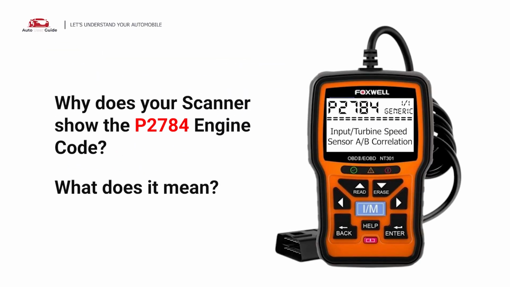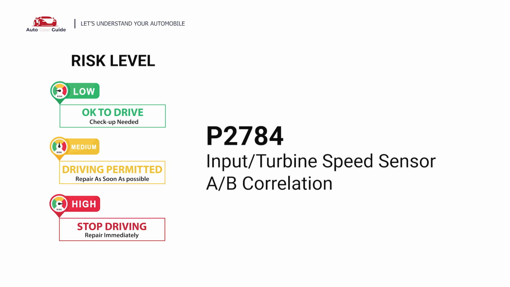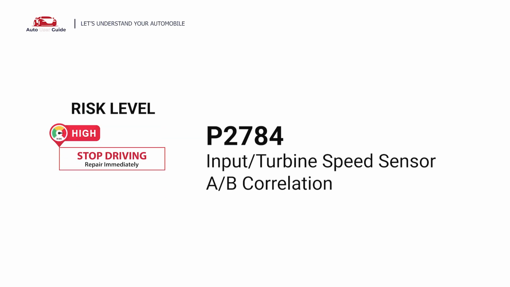Why does your scanner show the P2784 engine code? What does it mean? P2784 is a diagnostic trouble code for input or turbine speed sensor A and B correlation.